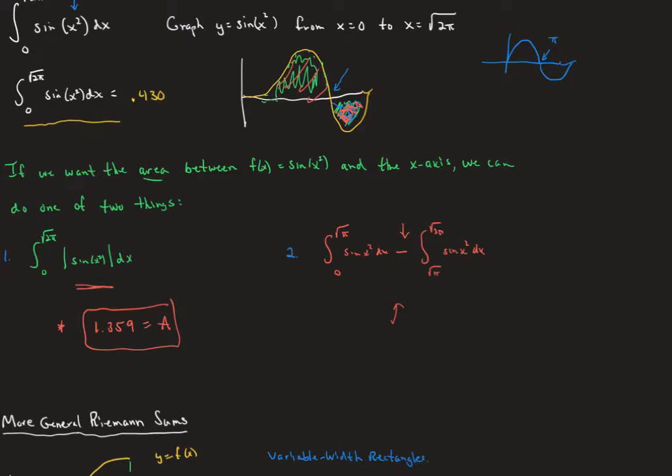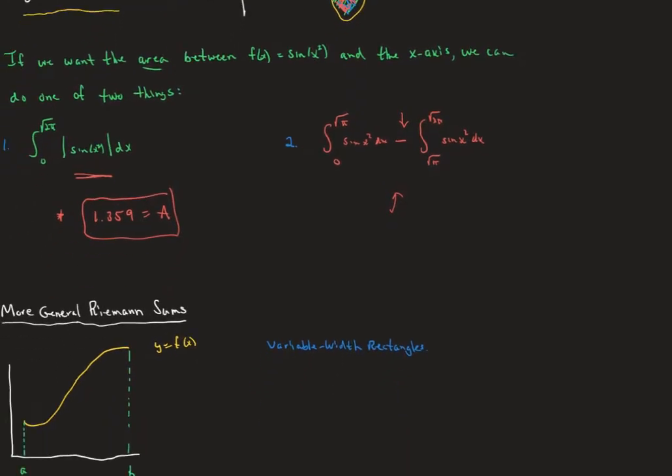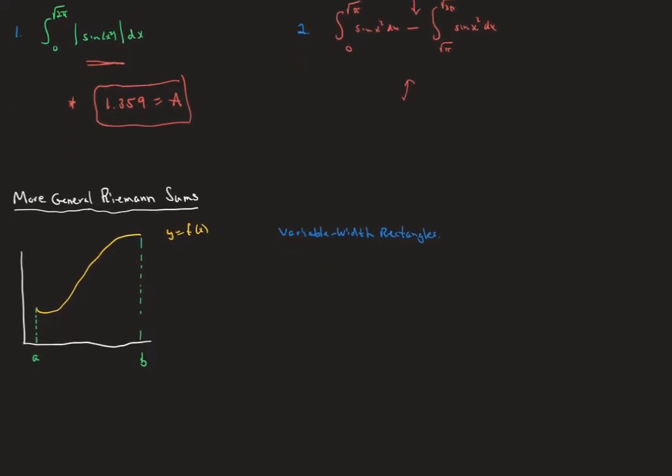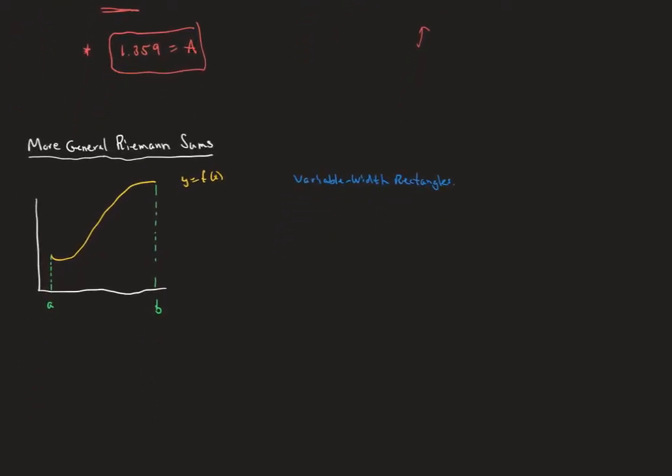Okay, let's talk a moment about more generalized Riemann sums. So we have been talking about so far uniform width Riemann sums. We have been choosing those delta x's to be b minus a over n. Those are all the same, which we will call uniform width. Now, in a more general case, our Riemann sums do not have to be uniform width.